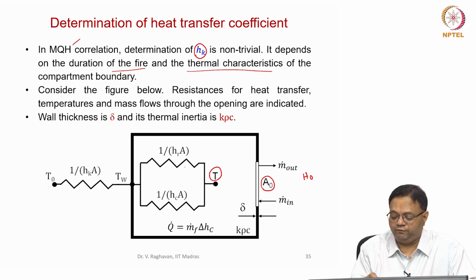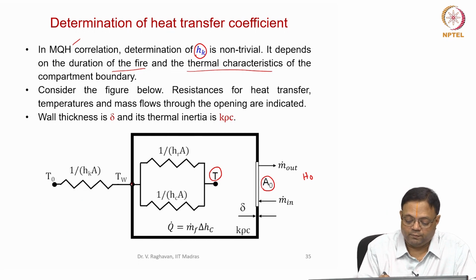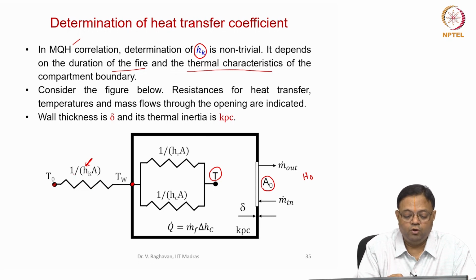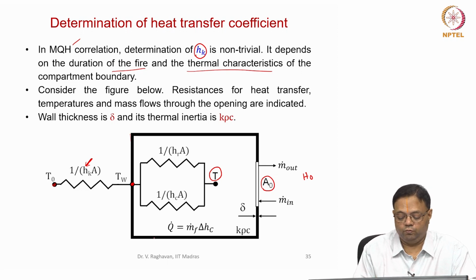You know that when there is a fire, there will be some mass coming in to the bottom of the vent opening, and mass which will be going out, hot gases going out. So now the resistances for the heat transfer outside the compartment: this is wall temperature TW, this is ambient temperature T naught. Convective heat transfer occurs, the overall global heat transfer coefficient Hk. So resistance to the convection is 1 by Hk into A. A is the area perpendicular to the heat flow.